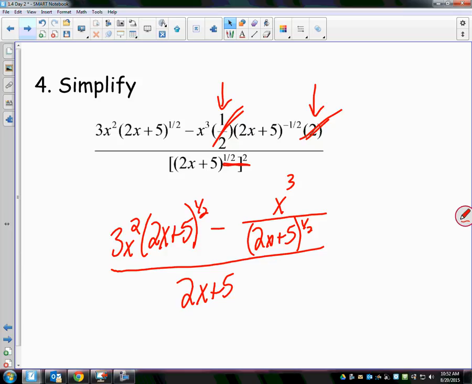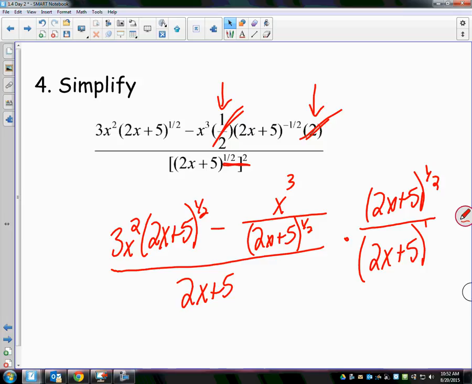Yes? Another option, we could multiply the top and the bottom by this fraction. If you multiply everything in the top and everything in the bottom by that, is that going to work? That would work too. Don't write this down yet because we'll decide. If I multiply this whole thing by 2x plus 5 to the 1/2 on the top and 2x plus 5 to the 1/2 on the bottom, would that cancel out that fraction right there? So that's kind of a way to get around a common denominator, is if you just multiply the top and the bottom by that.